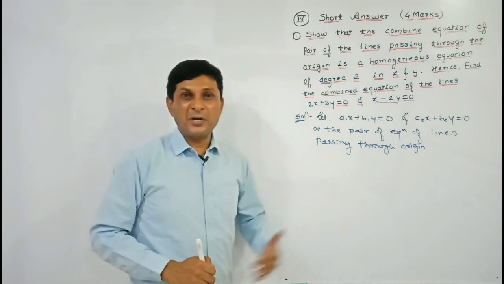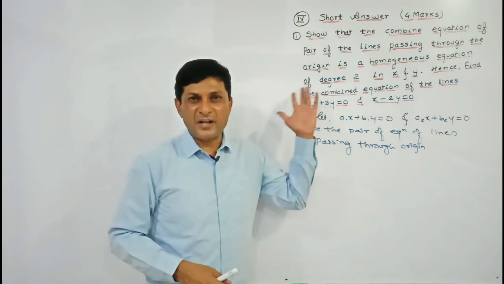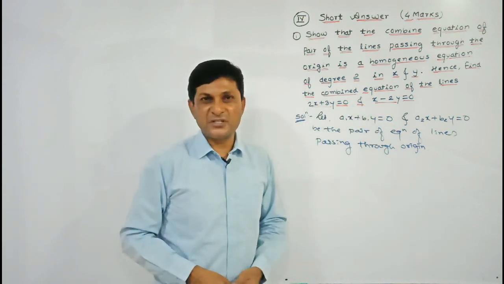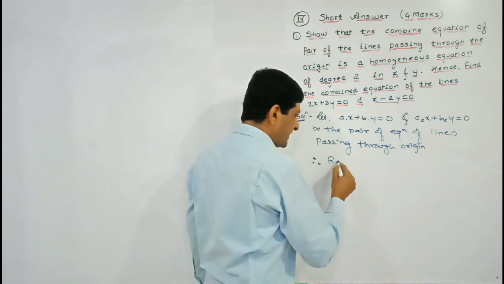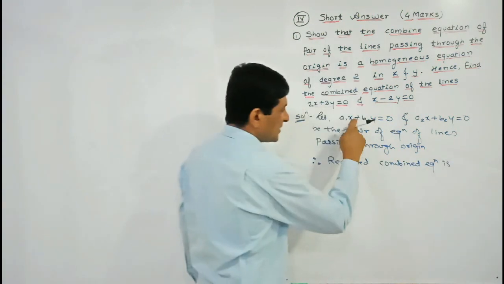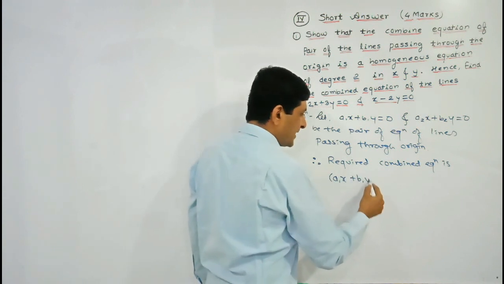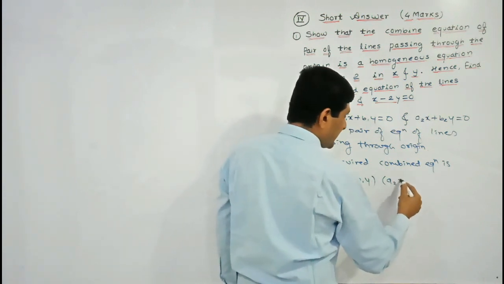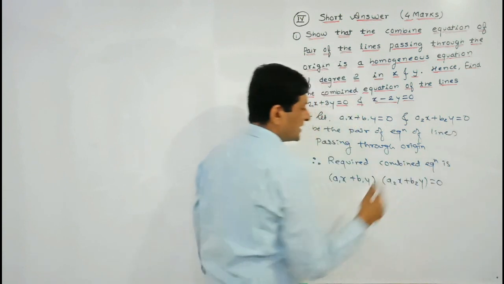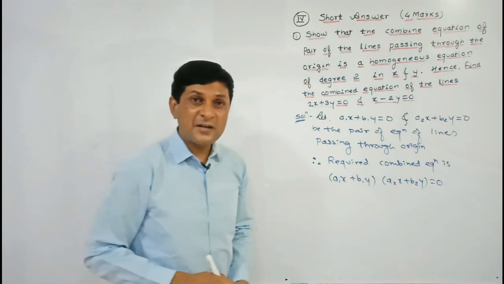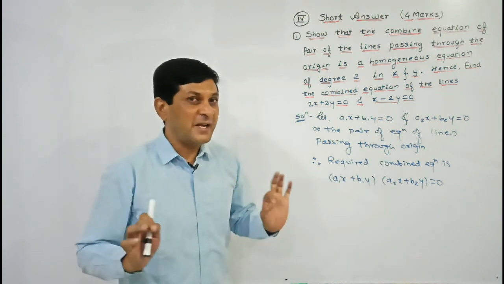Now by taking their multiplication we will try to find the required joint equation or combined equation. Joint equation is the alternate word for what? Combined equation. So the required combined equation is: consider the first equation of line a1x plus b1y into the second equation of line a2x plus b2y is equal to 0. On the right hand side 0, keep it as it is. Whenever we take the multiplication of equations of 2 lines, we are finding their combined equation.